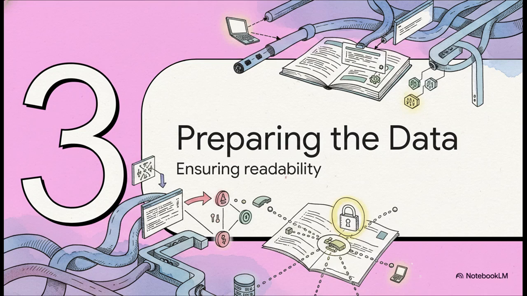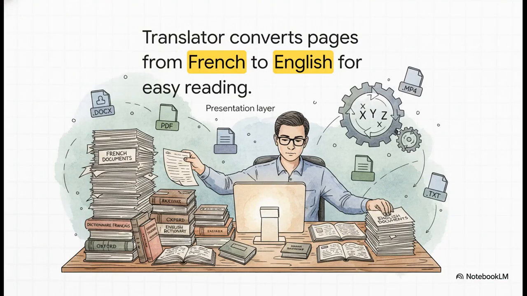Section 3. Preparing the data. Making sure it can be read. Because let's face it, just making the document isn't enough. I mean, a 400-page document in French isn't going to do much good for an English-speaking office in Delhi, right? Enter the presentation layer. This layer acts exactly like an office translator. Our translator takes those pages and converts them from French to English, so the receiving office can easily read them.